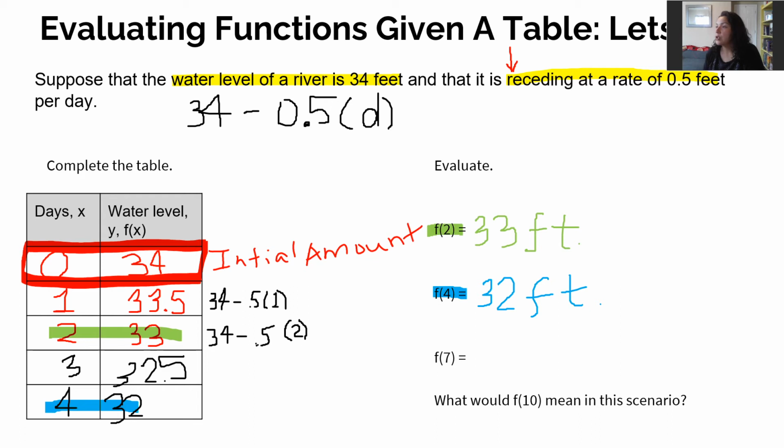So here for f of 7, well, let's do the same thing. We would say 34 minus 0.5. And then this time we would have 7 days.